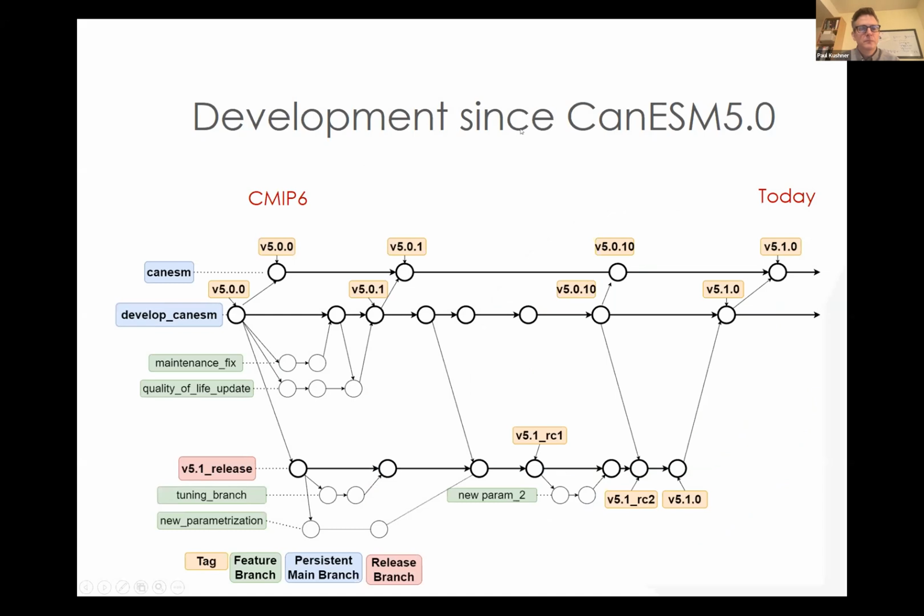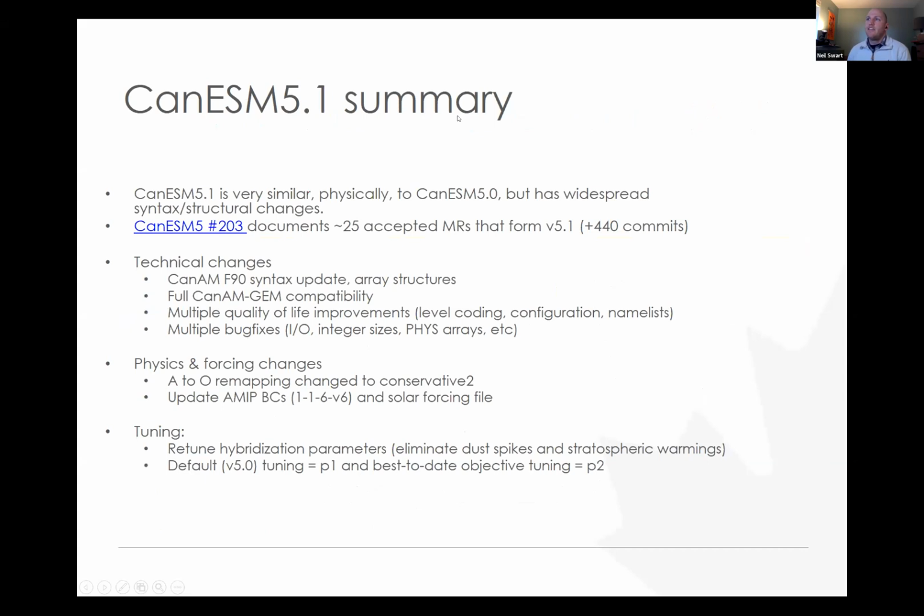So what I want to just mention here quickly is what's happened since CAN-ASM 5.0. That's the model version that was used in CMIP 6, and we've gone through a full development cycle in CCCMA, and today our production model is CAN-ASM 5.1. CAN-ASM 5.1 is basically very similar to CAN-ASM 5.0 in a physical sense, but it has really widespread syntax and structural changes. There were about 25 merge requests, about 450 commits that went into forming CAN-ASM 5.1.